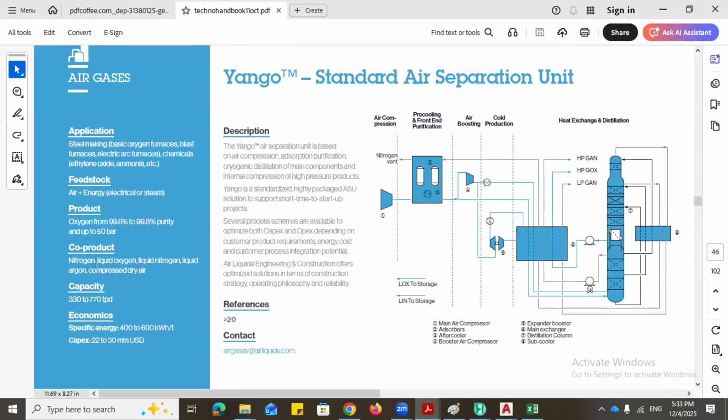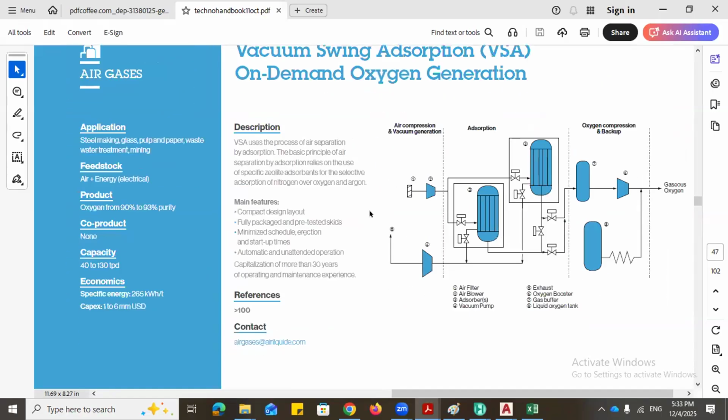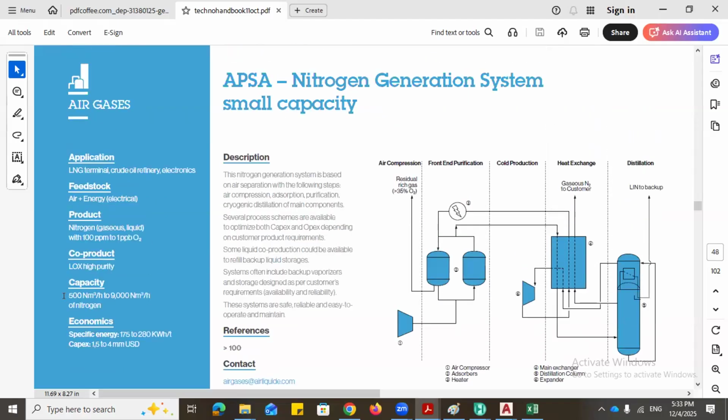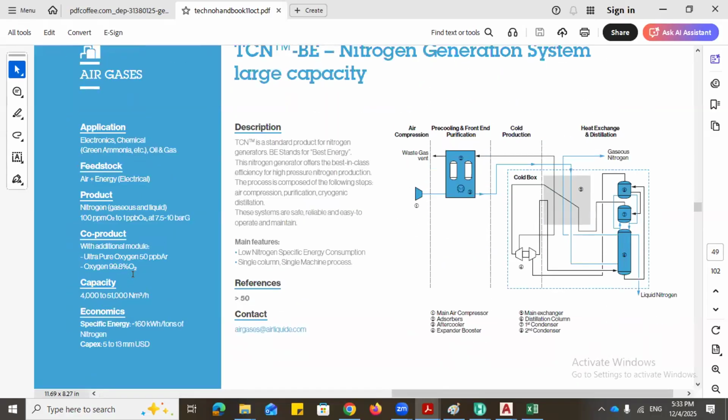See, this is Yango. Yango is what? Oxygen. This is the purity, up to 50 bar. They will specify it. This is your other core product, right? The next one is what? Vacuum swing. Oxygen from this, 40 to 130. Another one is what? See this one, our product is nitrogen, right? Just our estimation we did. Co-product is liquid oxygen, high purity. This is the capacity of the nitrogen, right?